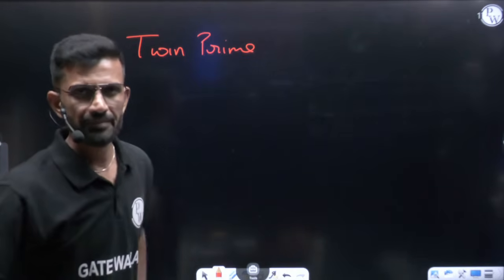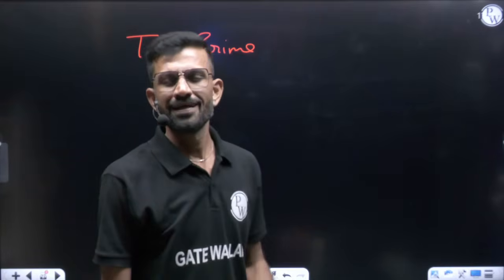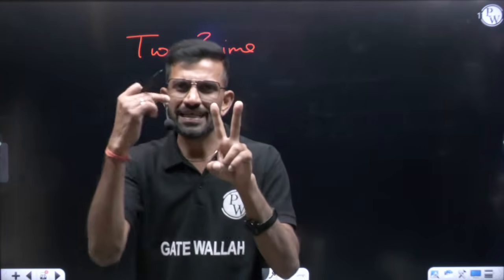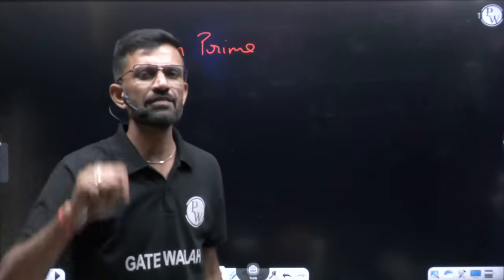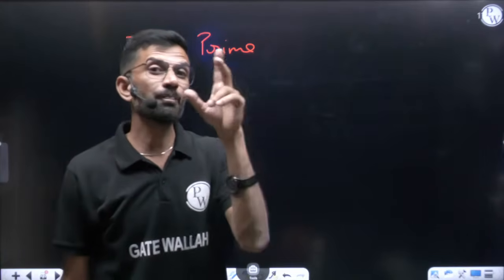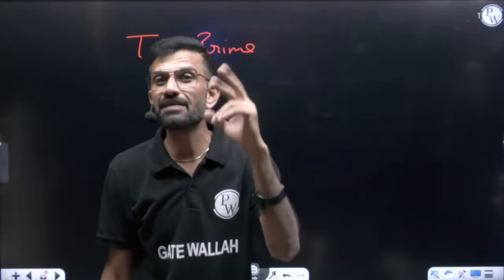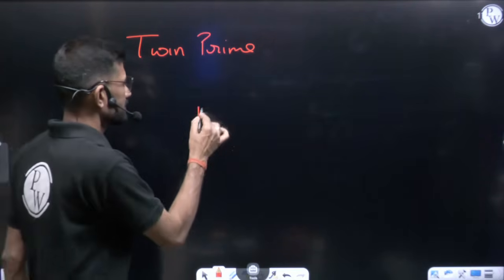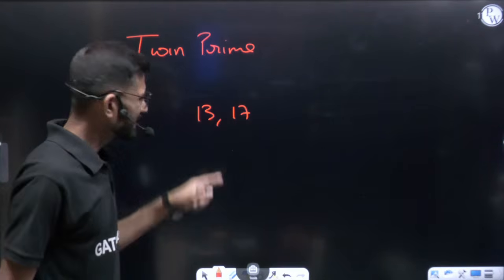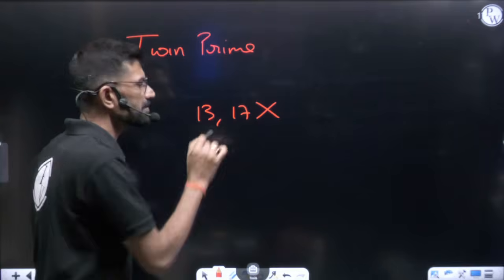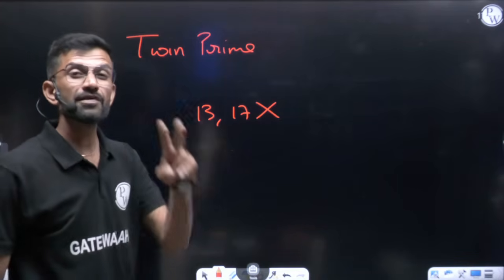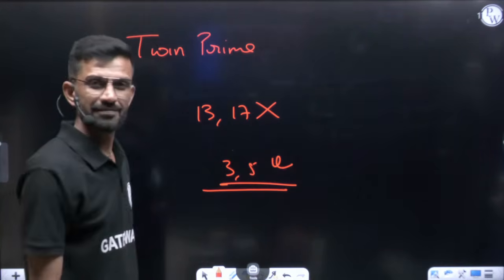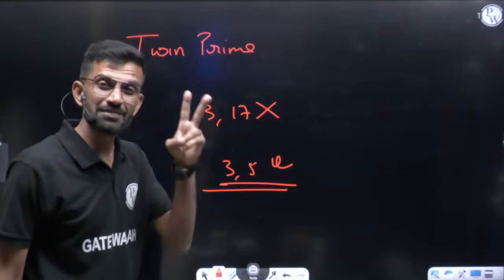First of all, what is a twin prime number? Listen carefully. Any 2 prime numbers, the difference between them, if it is 2, then it will be called a twin prime number. Like 13 and 17, 2 prime numbers. Is it a twin prime? No, because here the difference is not 2. The difference should be 2 only. Like 3 and 5, it is called a twin prime number. Both are prime numbers and the difference between them is 2. So this is twin prime.